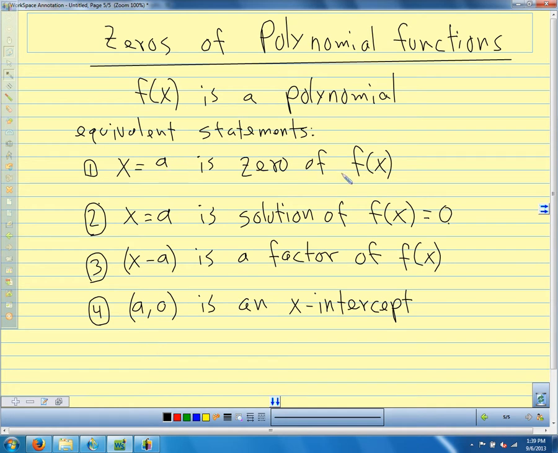So all of these mean the same thing. If x equals a is a 0, that means that the point a, 0 is an x-intercept of the graph of that. X equals a is a solution of f of x equals 0 means x minus a is a factor. All of these things mean the same thing.